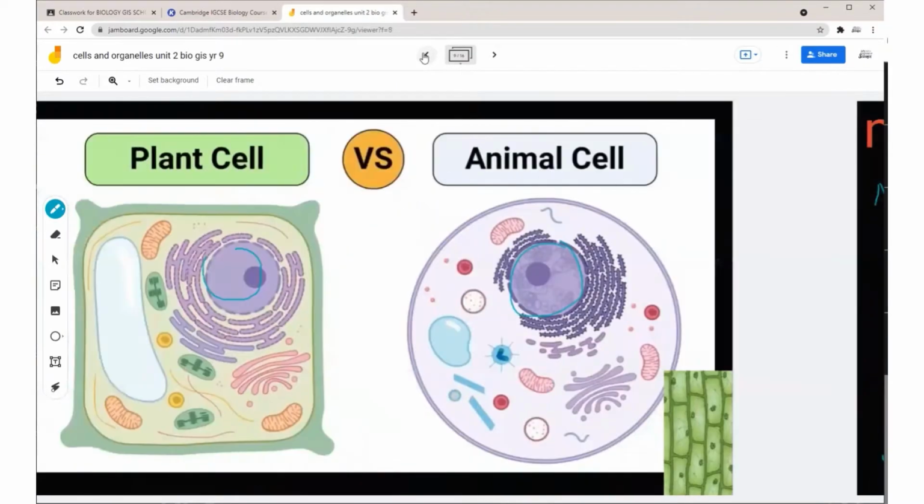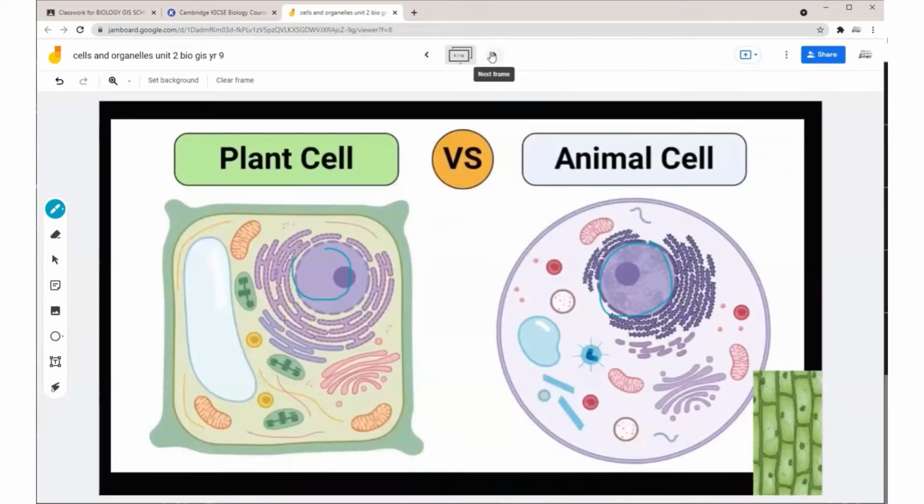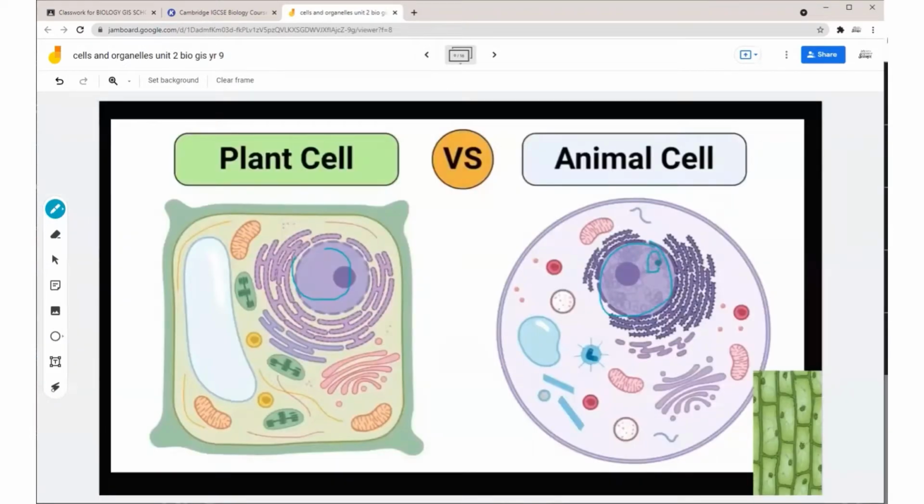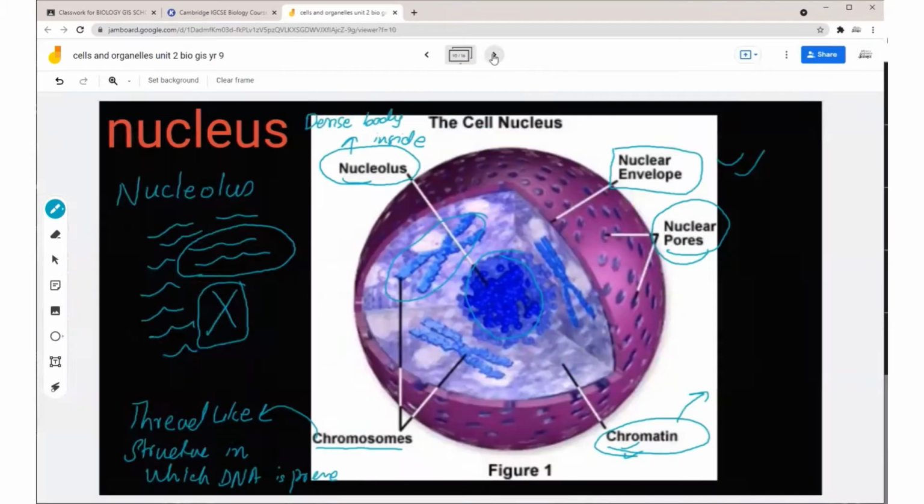Okay, so here it is. This nucleus. It looked like this. The chromatin. Can you see here? Now this thing is chromatin, thread-like. Okay, so this was the case.